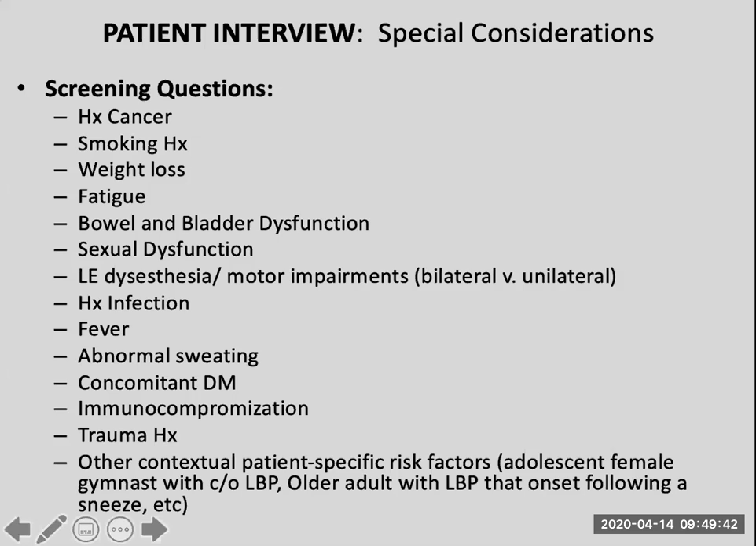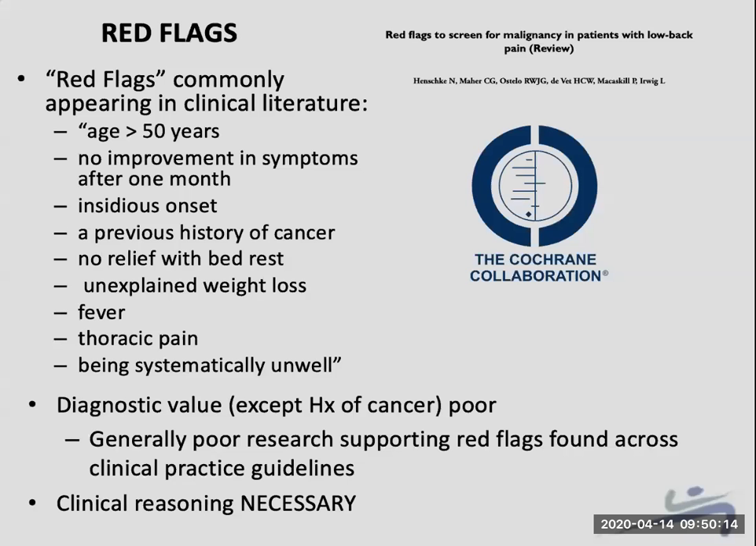History of infection. Remember in the health conditions lecture, we talked about how history of infection can be concerning for other infections, fever, abnormal sweating. So again, those are questions that we want to consider for possible infection. And trauma, other contextual factors that increase probability for specific non-musculoskeletal health conditions.